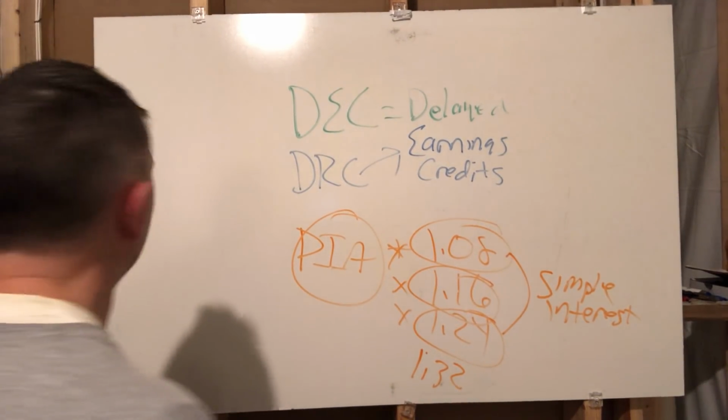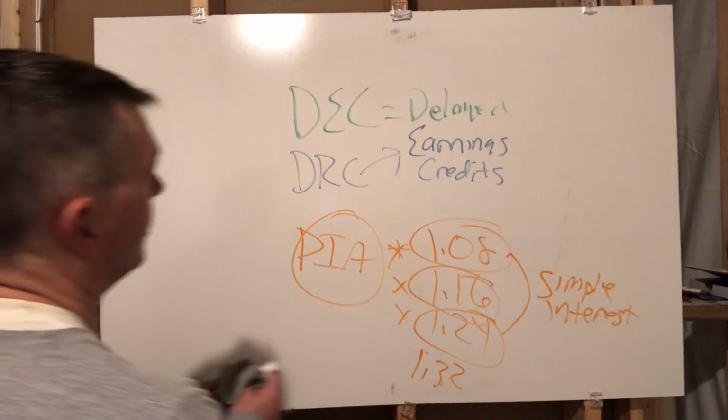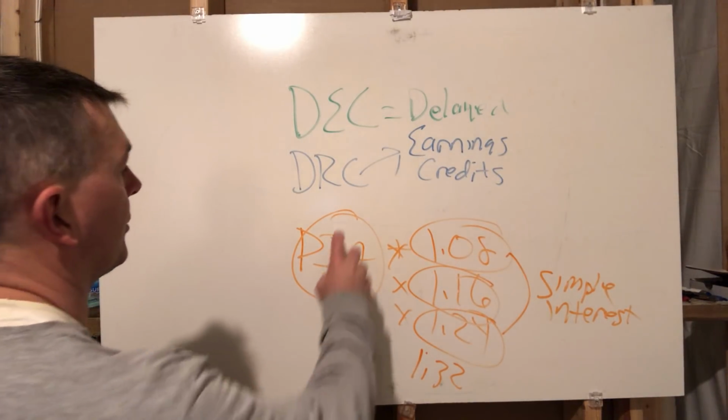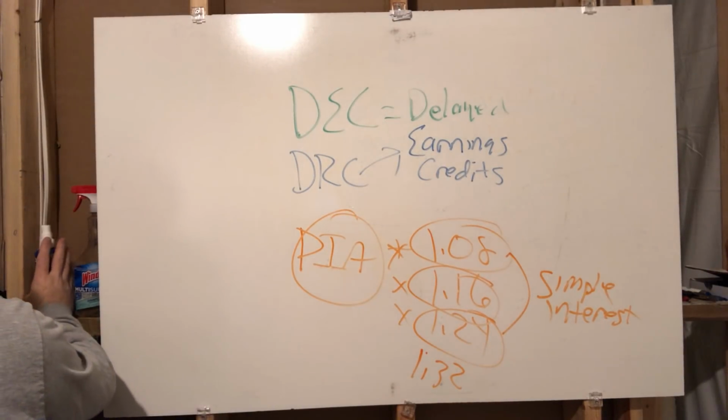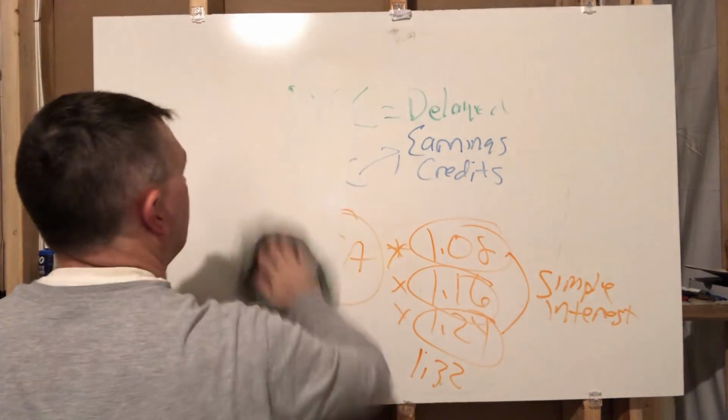All right, so let's delete this. So that's your DEC, your delayed earnings credits. Let's go write all this stuff up here because we'll have a quiz at the end.